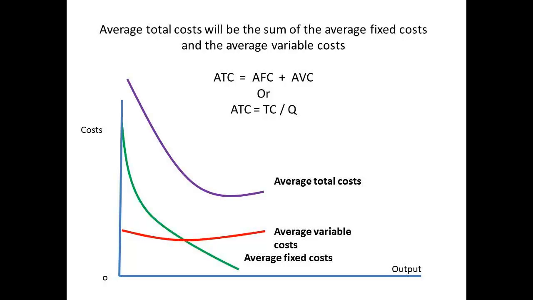The shape of this shows that average total costs will fall sharply as fixed and variable costs are reduced. However, the variable costs will start to rise, and this will eventually cause the average total cost to rise at higher outputs.